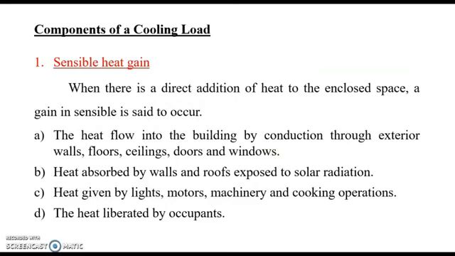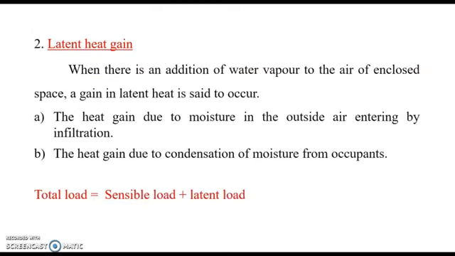Next, the components of a cooling load. First one is the sensible heat. That means there is a direct addition of heat to the enclosed space. The reasons are the heat flow into the building by conduction through the exterior walls, floors, ceiling, doors and windows, and heat absorbed by the wall and roof exposed to solar radiation. The third one is the heat given off by lights, motors, machinery and cooking operations inside the confined space. The last one is the heat liberated by the occupants in the confined space.